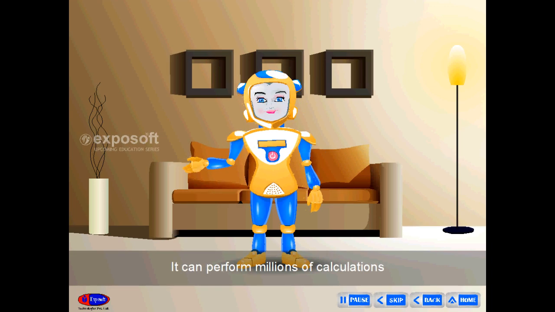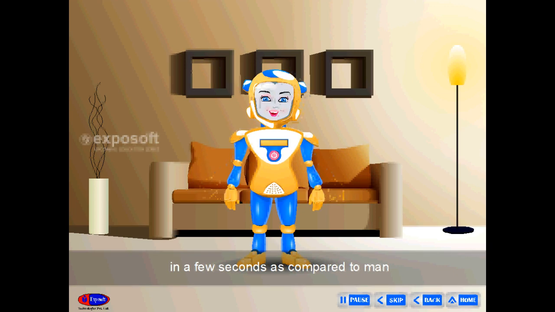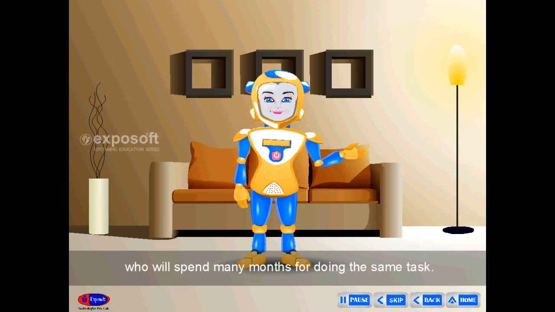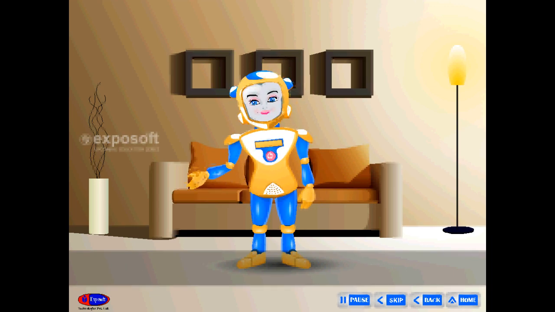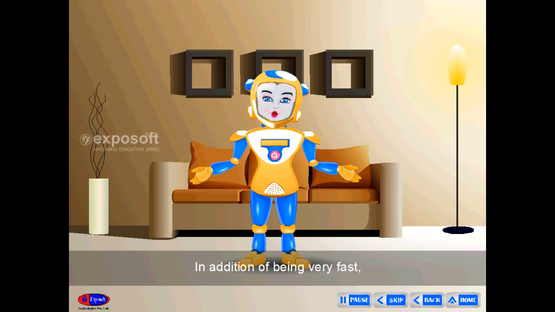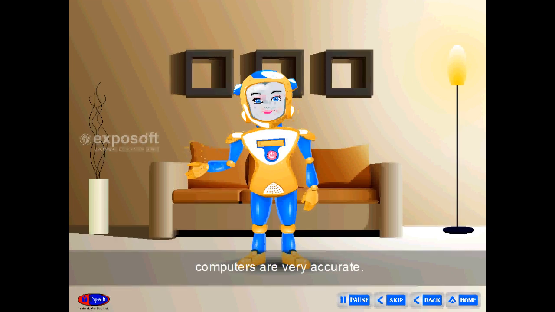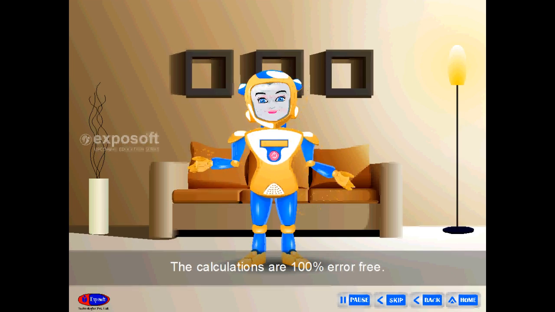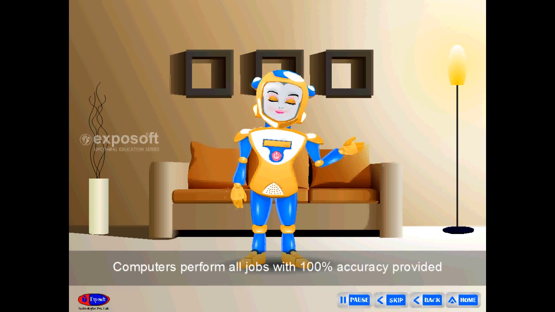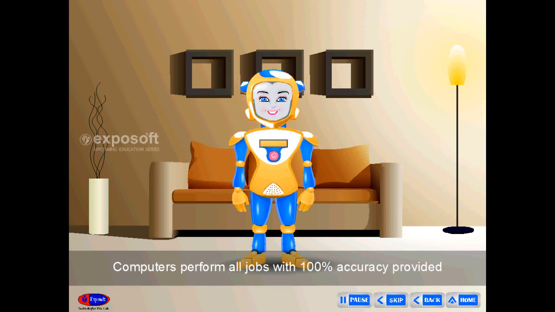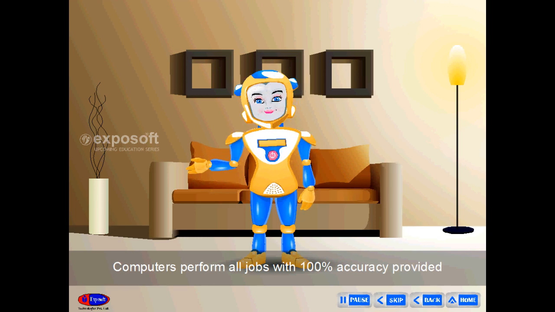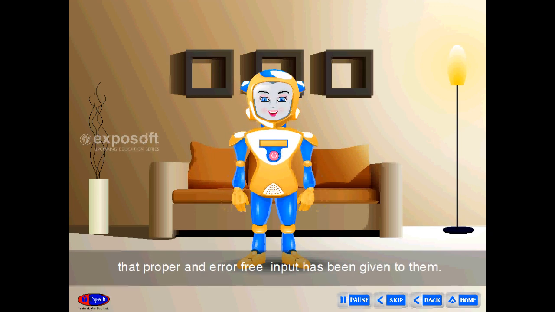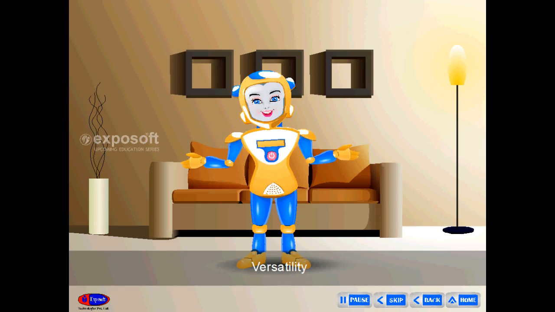It can perform millions of calculations in a few seconds as compared to a man who will spend many months doing the same task. Accuracy. In addition to being very fast, computers are very accurate. The calculations are 100% error-free. Computers perform all jobs with 100% accuracy provided that proper and error-free input has been given to them.